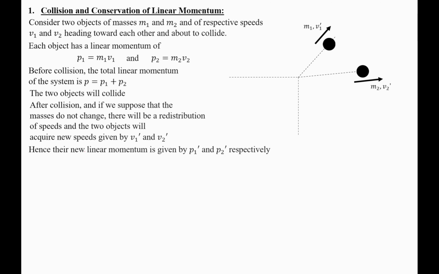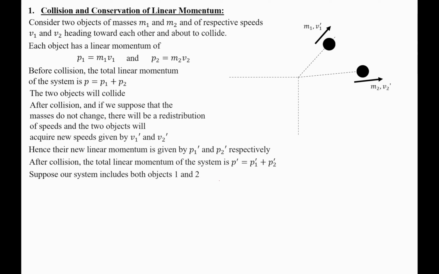Hence their new linear momenta are given by p1 prime and p2 prime respectively. After collision, the total linear momentum of the system is given by p prime, which is p1 prime plus p2 prime. Suppose our system includes both objects 1 and 2.